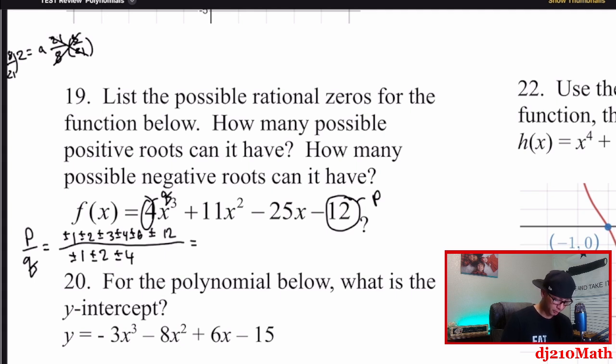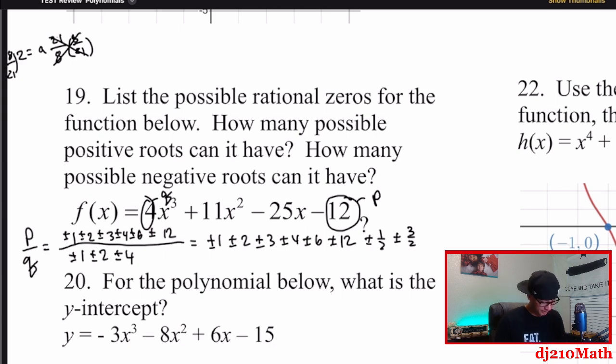So this is going to be all the top numbers over 1. So plus or minus 1, plus or minus 2, plus or minus 3, plus or minus 4, plus or minus 6, plus or minus 12. Now all the top numbers over 2. So plus or minus 1 over 2. 2 over 2 is 1, which is already on the list. Plus or minus 3 over 2. Plus or minus 4 over 2, that's already on the list. 6 over 2, that's on the list. 12 over 2, that's on the list.